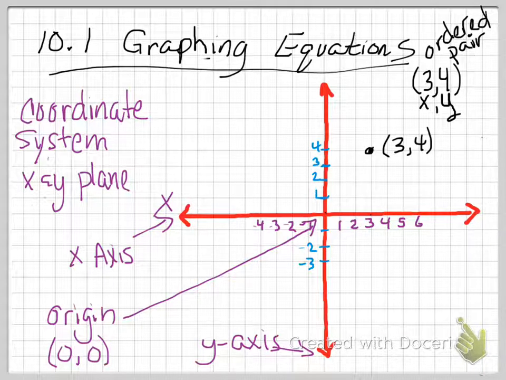If you got the 3 and the 4 mixed up and you thought it went Y and then X, then you'd be in a different spot. You'd be right here, which would be wrong. So you want to make sure that you get them in the right order.